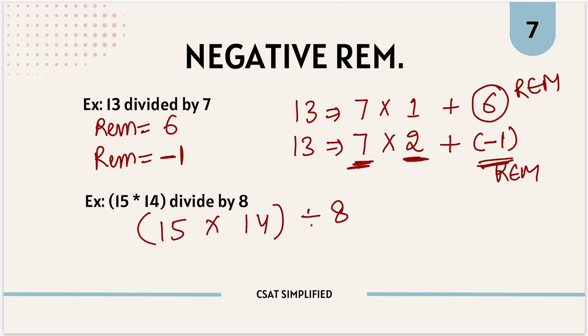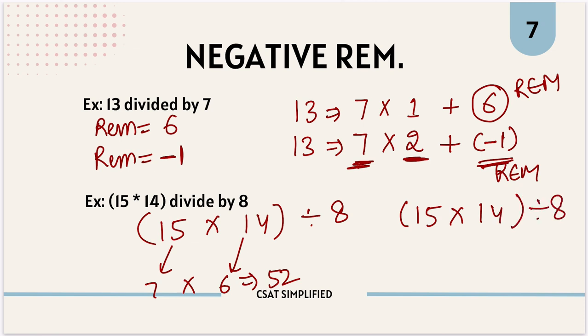So one thing you can do is you can do individual remainders. So 15 is divided by 8, you have 7. 14 is divided by 8, you have 6. You multiply this, 6 times 7 is 42, and then you divide it by 8 and you can get the answer. One method. Or the other method is to use the concept of negative remainder. 15 and 14 divided by 8. We know that 15 gives a remainder of 7 in the case of being divided by 8.